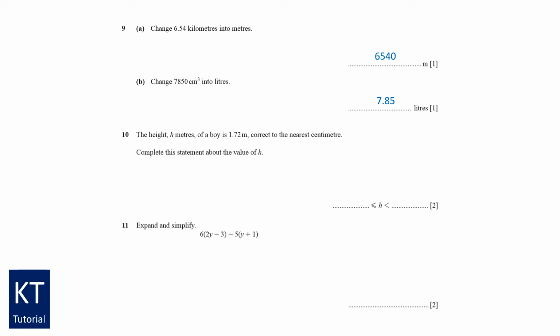Question 10. The height h meters of a boy is 1.72 meters, correct to the nearest centimeter. Complete the statement about the value of h. Being correct to the nearest centimeter implies being correct to the second decimal point of the measurement in meters. Having said so, the range of the two required numbers would be that of 0.01, with h being its midpoint. Question 11. Expand and simplify the stated expression. The math will take us to the solution of 7y minus 23.